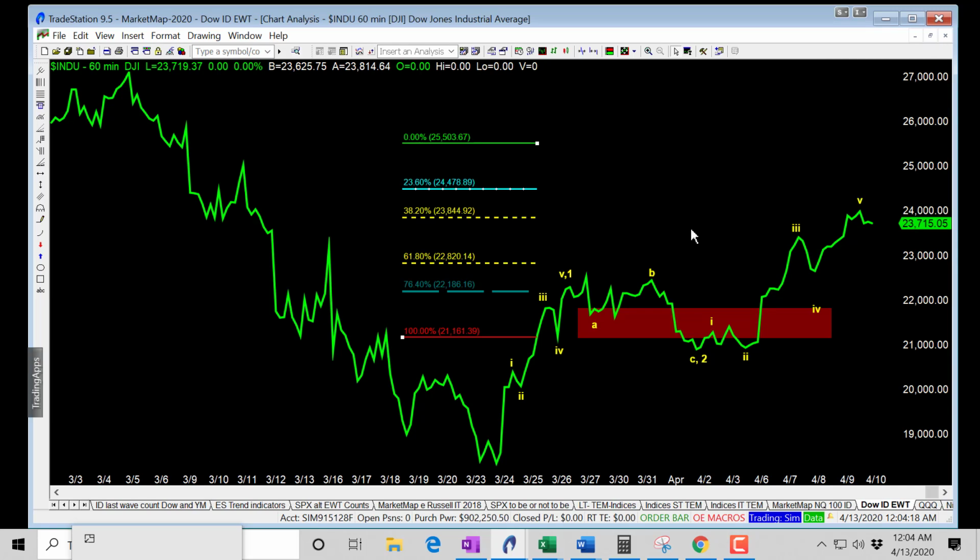Now sometimes the corrections don't end that nicely, they become complex. You get 3, and then you get a 3 up, and you get a 3 down, you get a 3 up, get a 3 down, and as it goes sideways for a while, it becomes complex. You don't know when it's going to come out of that correction.